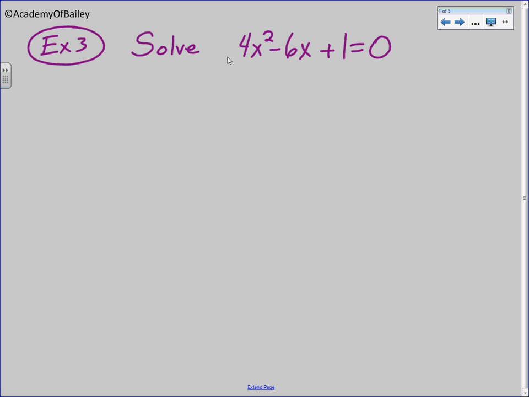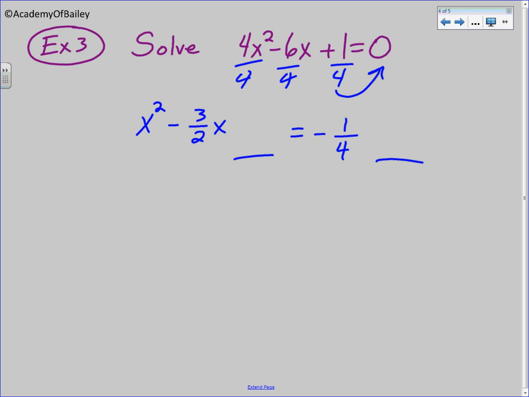So what we're going to have to do then is start off by dividing everything by 4, and that'll give us x squared minus, reduce 6 over 4 to 3 over 2. And since this is 1/4, I want to go ahead and move it over to the right side.